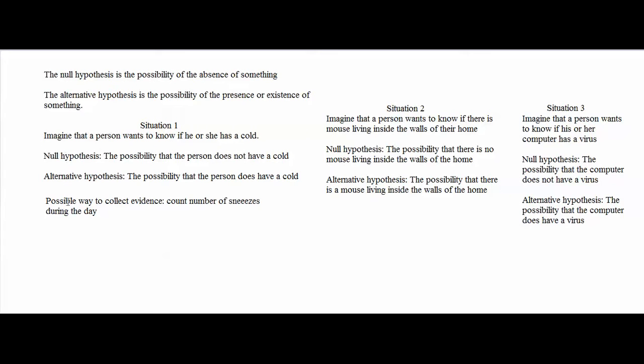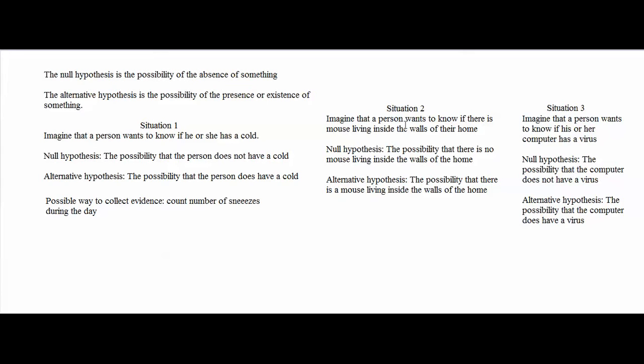But if the person sneezes a large number of times, like 10 times, then the person will be convinced that he or she has a cold, because a person wouldn't be likely to sneeze 10 times just by chance. So if the person sneezes a large number of times, then the person will be convinced that the null hypothesis is wrong and that the alternative hypothesis is true. In other words, if the person sneezes a large number of times, the person will be convinced that he or she does have a cold.